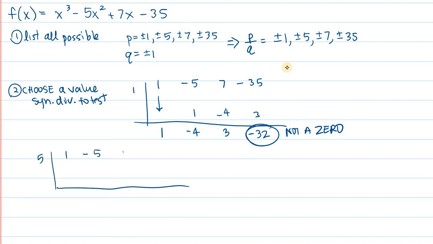1, negative 5, 7, negative 35. The 1 drops down. 1 times 5 is 5. That gives me 0. 5 times 0 is 0. I add them, I get 7. And 5 times 7 is positive 35, which gives me 0. Because this equals 0, that means x minus 5 is one of the factors of that polynomial.